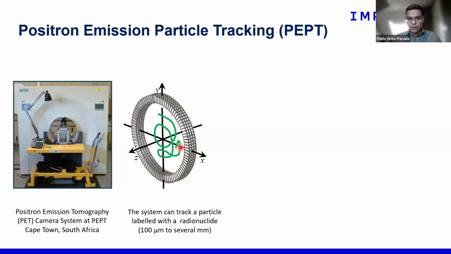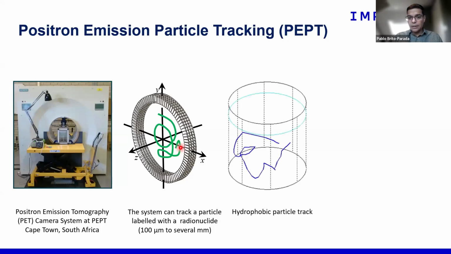So height, solid constants, that doesn't matter because it doesn't rely on an optical technique to do this. And those tracers can be 100 microns to several millimeters in size. So we have a wide range in which we can produce tracers and apply it to flotation research. Now, how does this look?